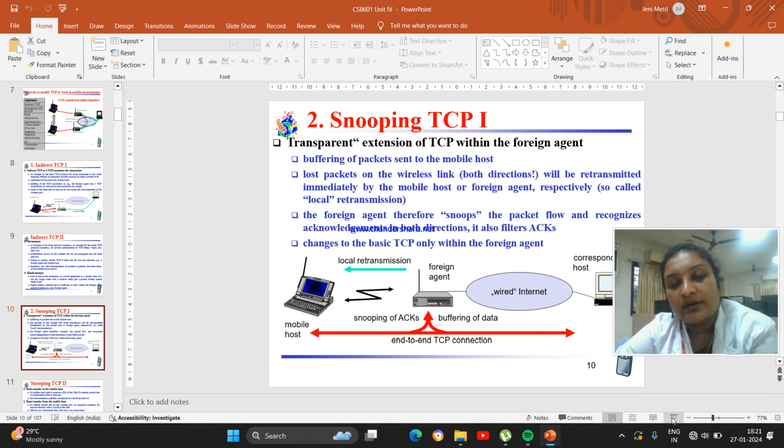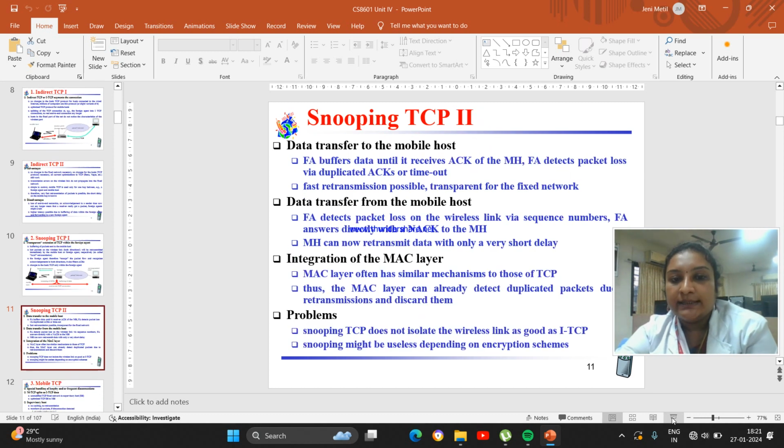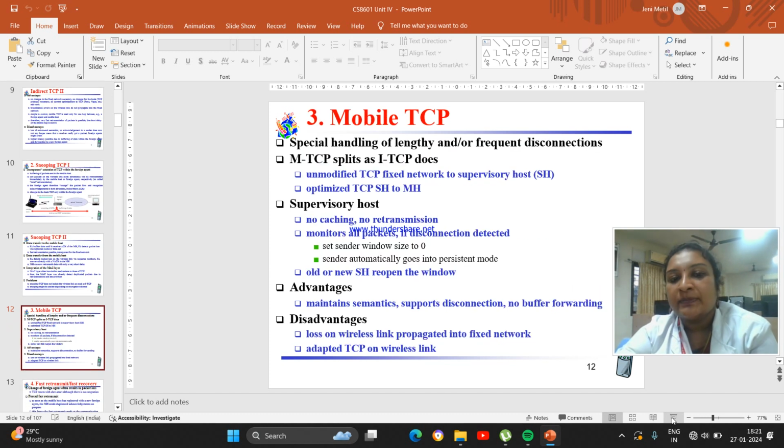Then snooping TCP. Here there is buffering of packets sent to the mobile host, and lost packets over the wireless link can be retransmitted locally. The foreign agent snoops the packet flow and recognizes acknowledgements in both directions. It also filters acknowledgements. Then data can be transferred to and from the mobile host, along with the integration with the MAC layer and its problems also. In mobile TCP, you split the connection as in I-TCP and you provide a supervisory host, with advantages and disadvantages also.